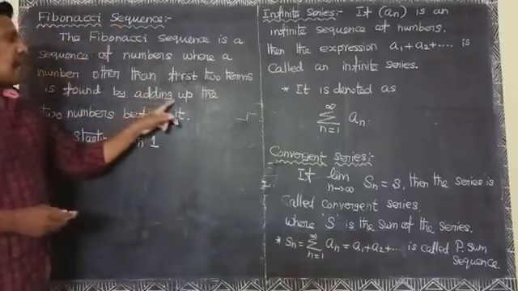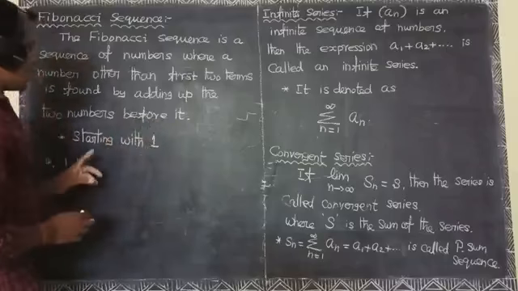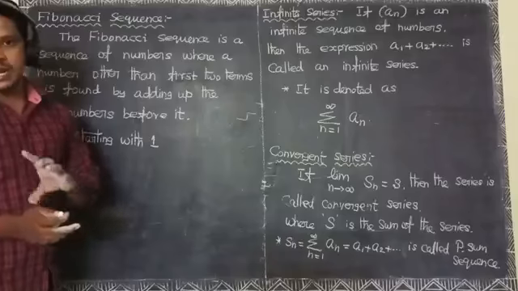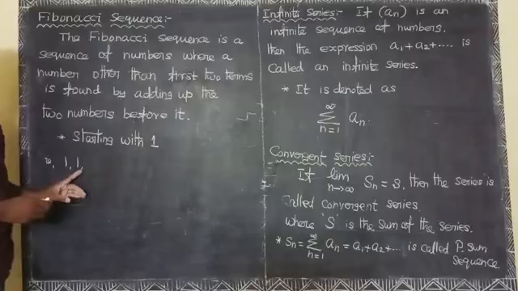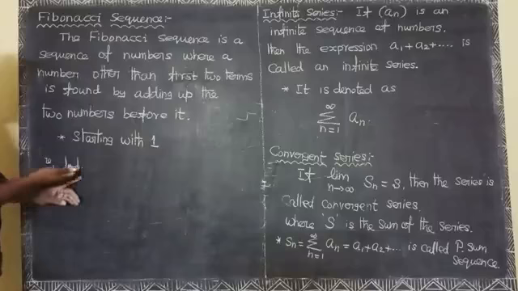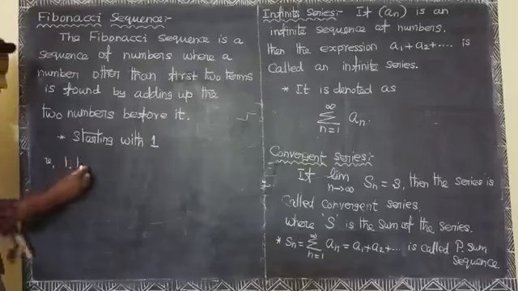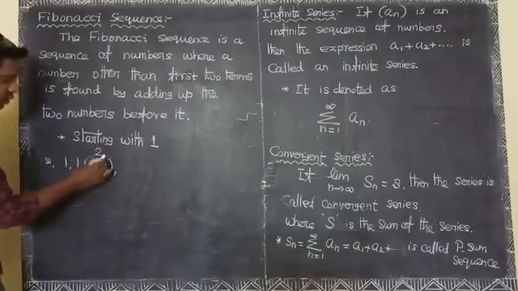Now add up the two numbers before it. It means here, starting with 1, this is the first number and the second number. Then the third number is given by adding the previous two numbers, that is 1 plus 1. This is the third number, that is 1 plus 1 is 2.